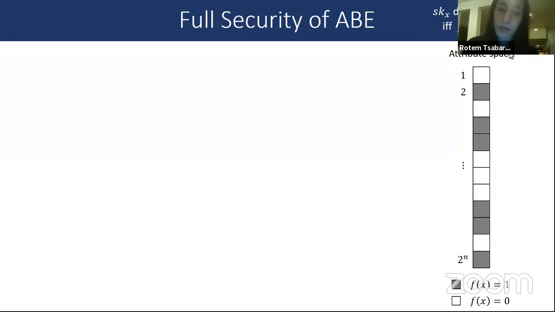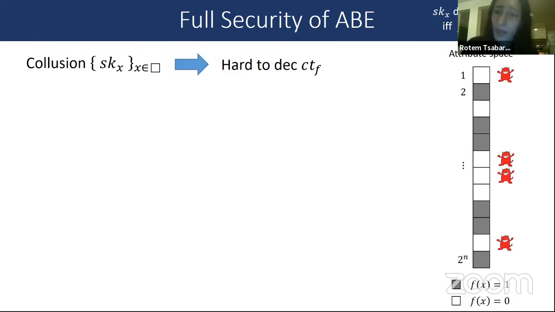So the first approach would be to look at the entire attribute space. And now for a given policy f, we can divide this attribute space into two different types of attributes. So I use the gray color to denote attributes that are authorized, and the white color to denote attributes that are not authorized to decrypt the ciphertext. And now for this specific f, we want to say that if an adversary only has keys that are not allowed to decrypt the ciphertext, then he shouldn't learn anything about the message.